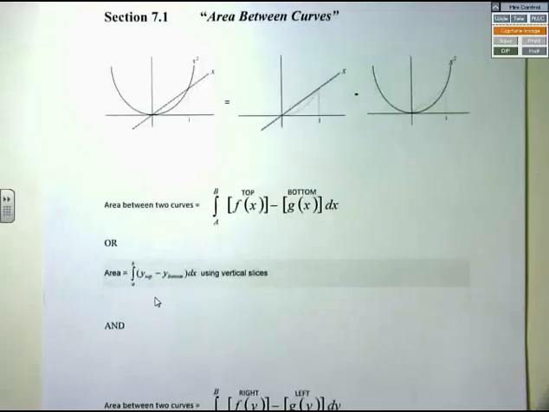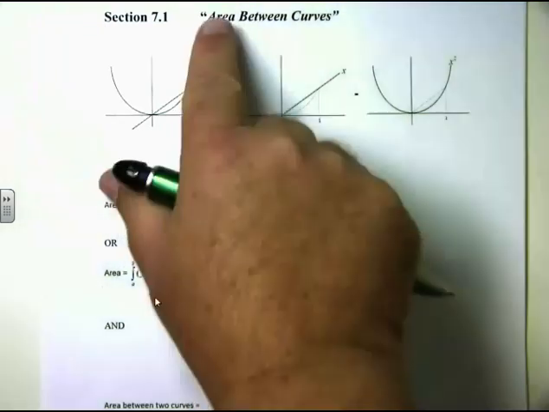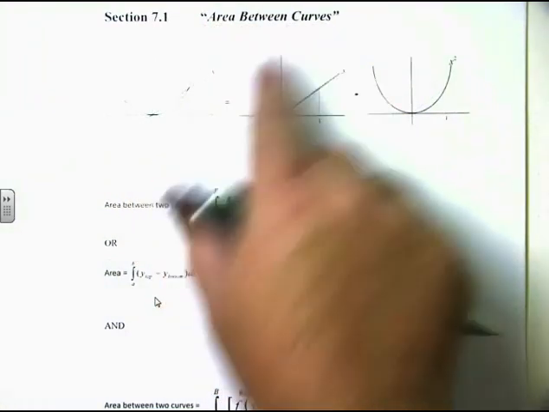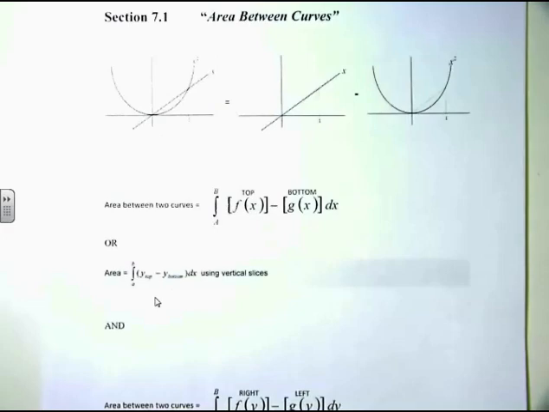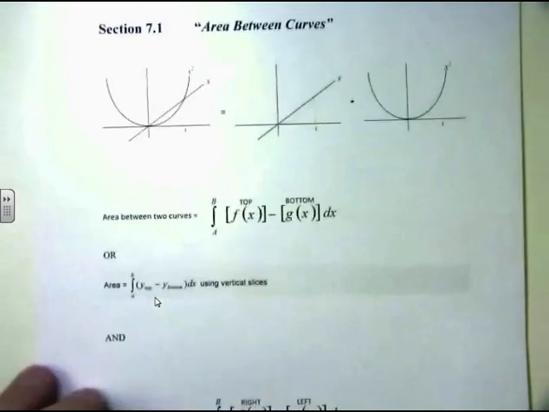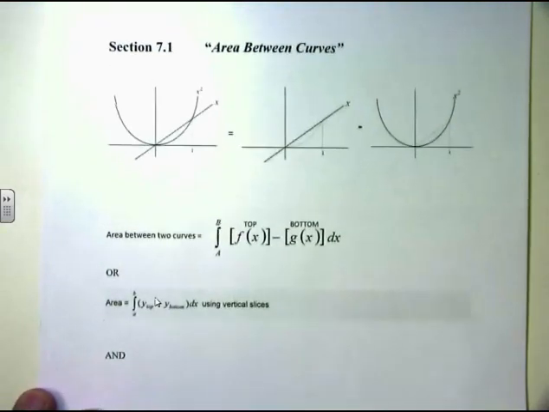This is a pre-section 7.1 video for Calculus 2, where we're switching gears and focusing on applications of the integral in Chapter 7. In this particular area, we're trying to find area between two curves. It's a basic concept here. We know that when we're integrating, we're finding area under curves. You've been programmed by your professors about that.